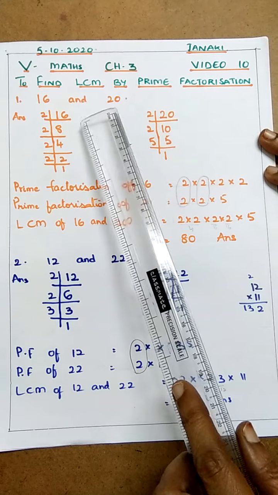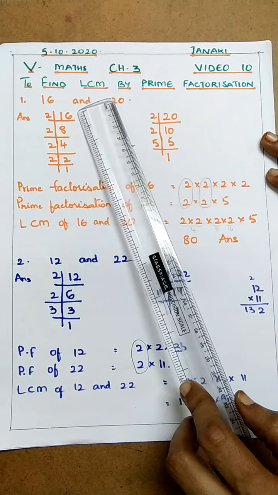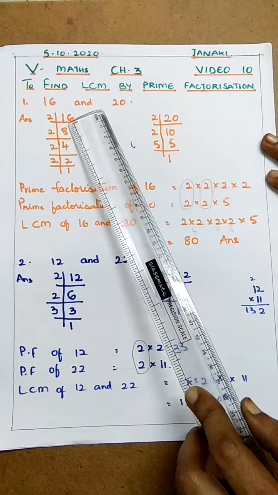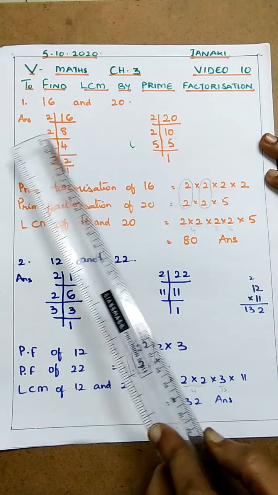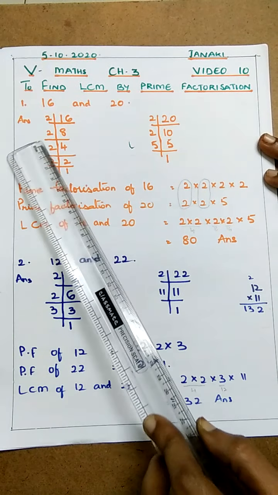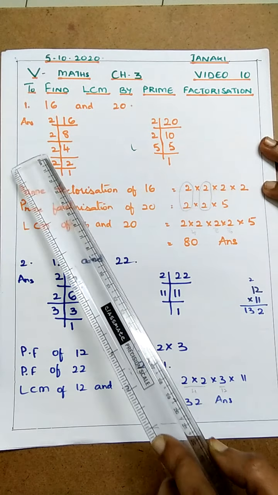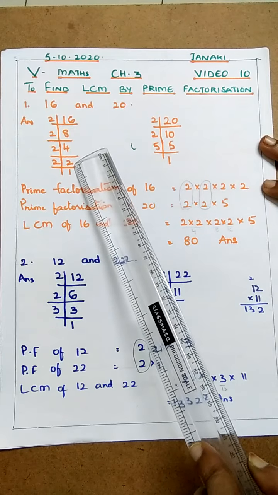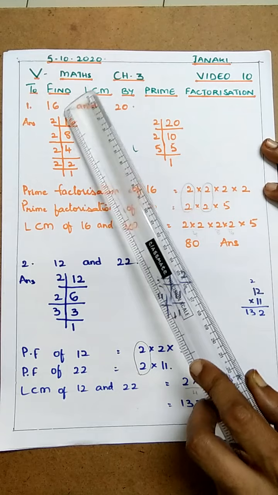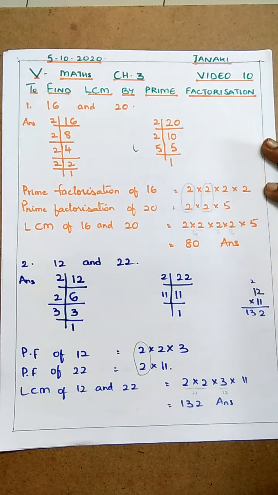Now first let us find out the prime factorization of 16. 16 is an even number, so divide it by 2. 2 eights are 16. Now 8 again is an even number, you can divide it by 2. In 8, 2 goes 4 times. 4 is the quotient. Now in 4, 2 goes 2 times. Again in 2, 2 goes 1 time. So the prime factorization of 16 is 2 into 2 into 2 into 2, 4 times 2 is multiplied.